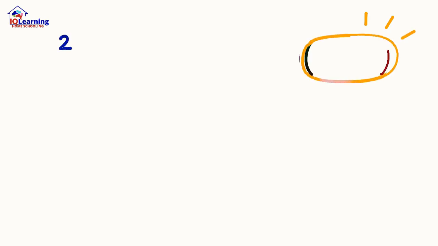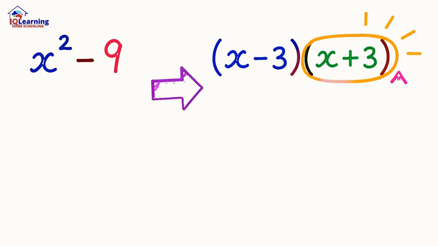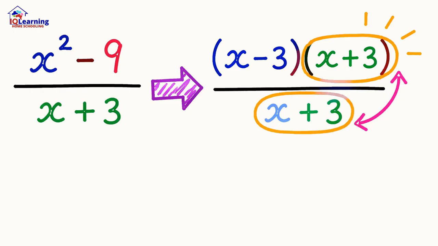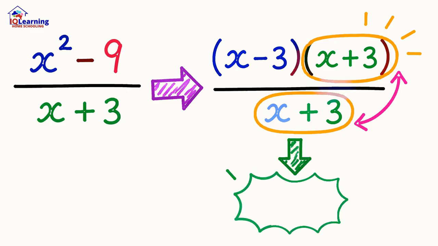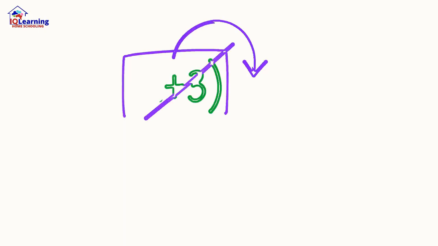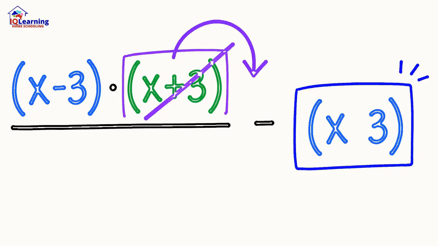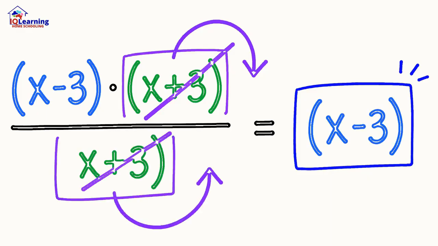So let's go back to our example. X squared minus 9 isn't a sum. It's a difference of squares. It factors into x minus 3 times x plus 3. Now our fraction is x minus 3 times x plus 3 all over x plus 3. See it? The x plus 3 on top and bottom are identical factors. They cancel out cleanly. You're just left with x minus 3.